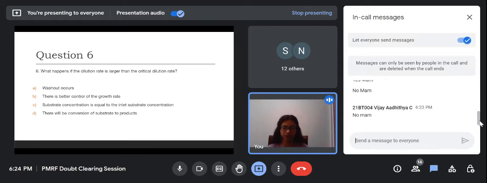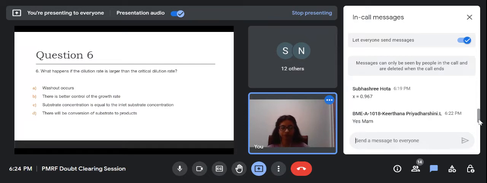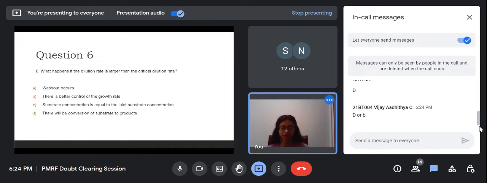Please respond, guys. What do you think the answer to this is? D. Alright. D or B. Anyone else? Anyone else choose something other than D or B?